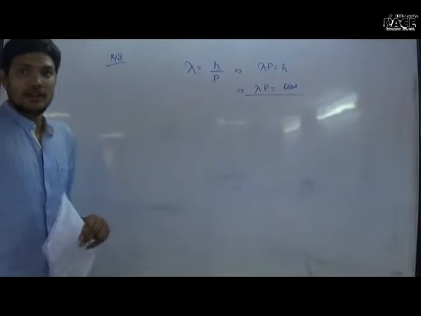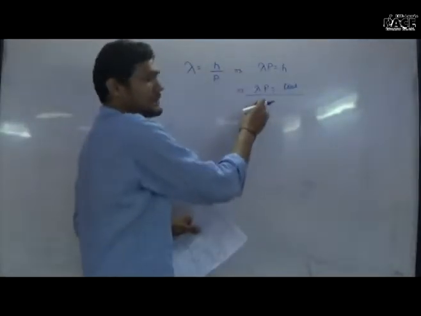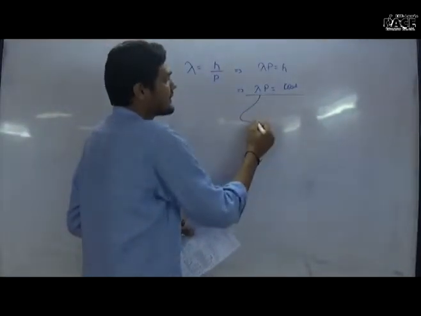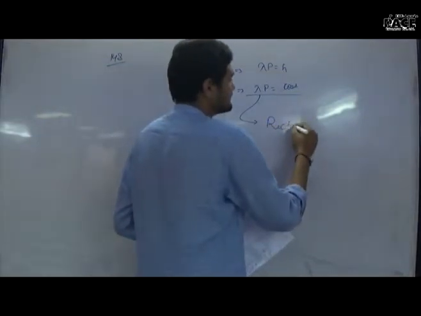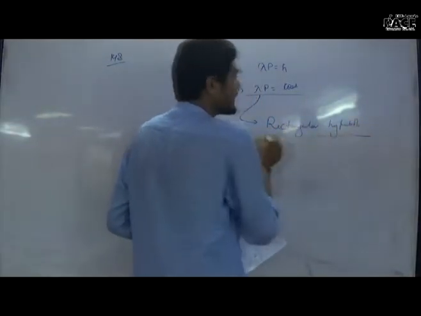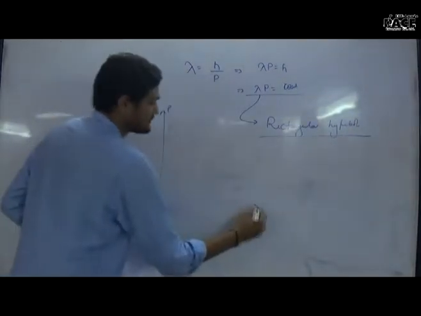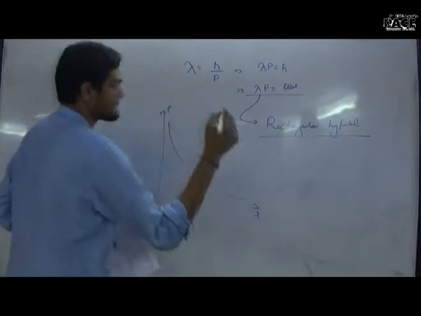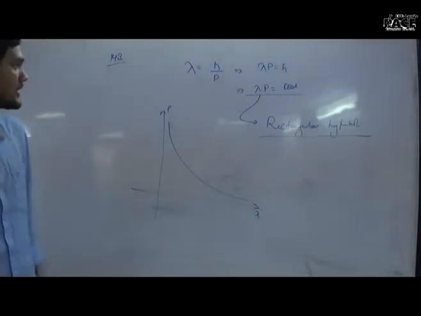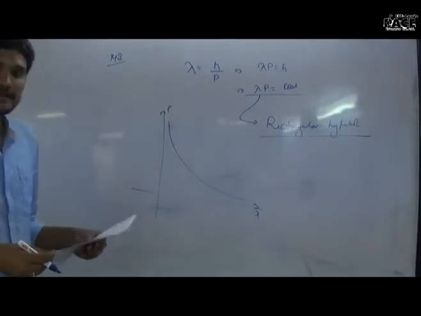If we have to draw a graph between p and lambda, this graph resembles a rectangular hyperbola. It's a rectangular hyperbola, so the graph of p versus lambda should be like this. So option 1 is correct.